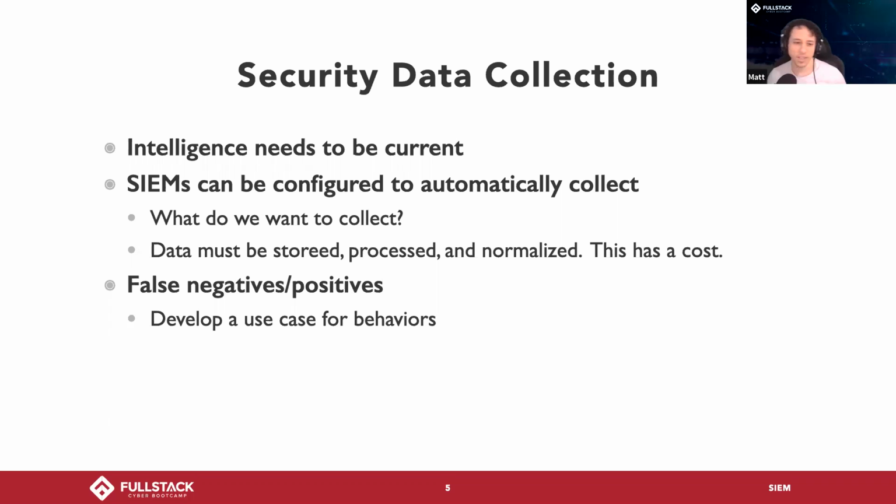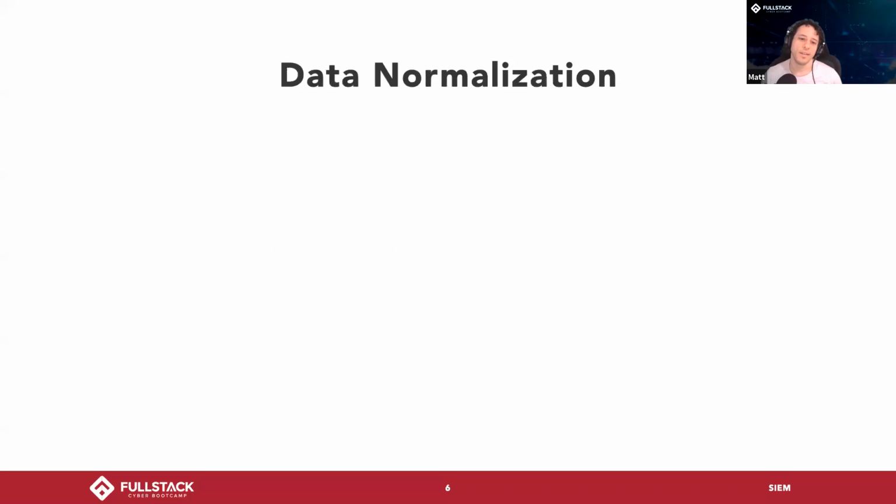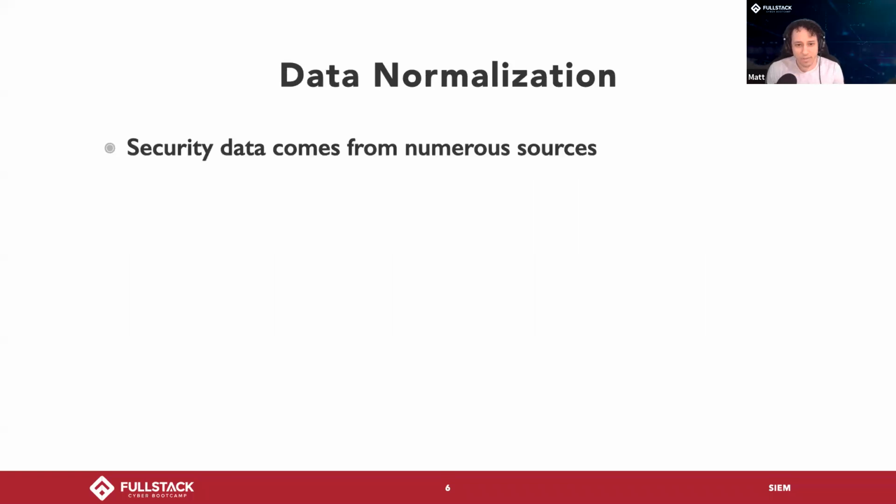Good question. Okay. So, all right, we're collecting our data, right? We've decided what we need to collect to find our threats. And now we need to normalize that data, right? So again, security data is coming from everywhere. It's coming from hardware, it's coming from software, it's coming from virtual devices. Right? We've decided we're going to collect firewall data.